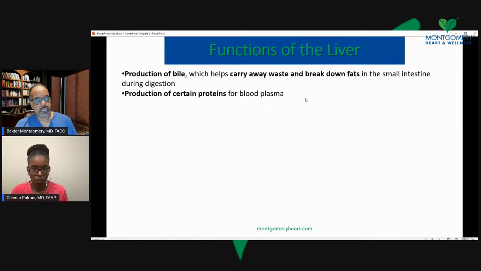It produces certain proteins. People say, well, you're on a plant-based diet. Where do you get your protein? You get it from the liver. And so it produces certain proteins, many different proteins.